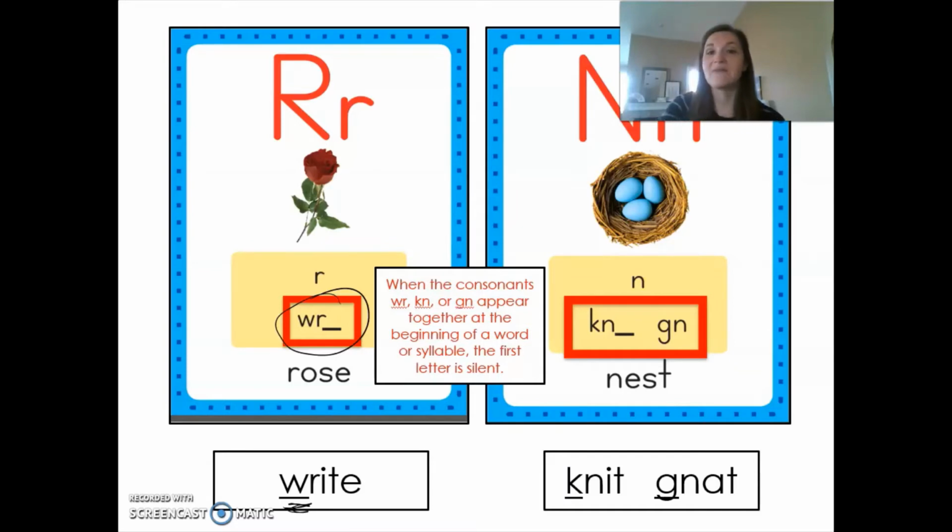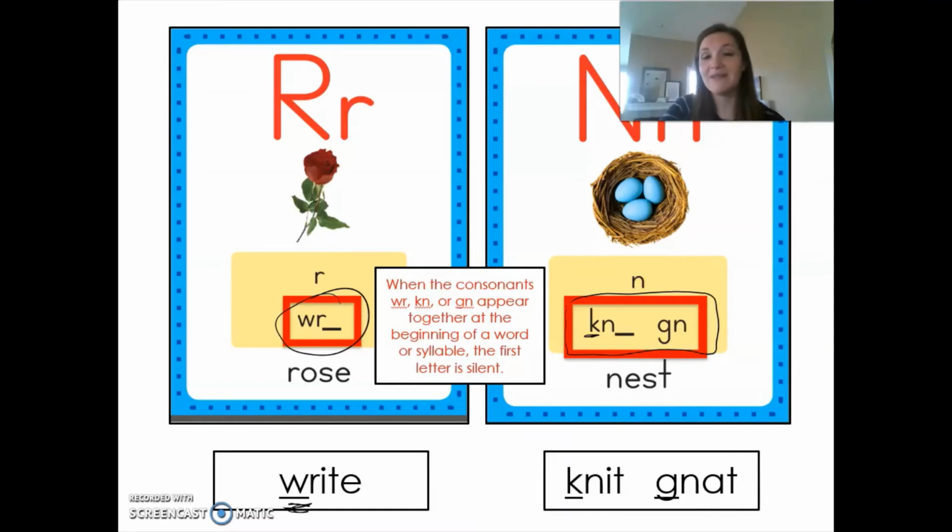Okay, now over here on the nest card, we see two ways that we have N show up. And one of them, again, we're pretty familiar with, a K in front of an N, and we only say the N. It's like in the words know or knew. I knew what the answer was. I know how to solve that problem. Okay, those are times when we have the K with the N, but we only say the N sound.